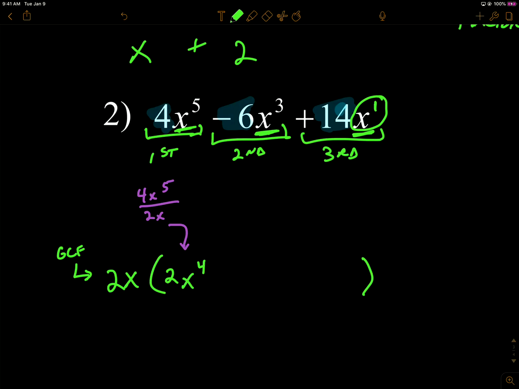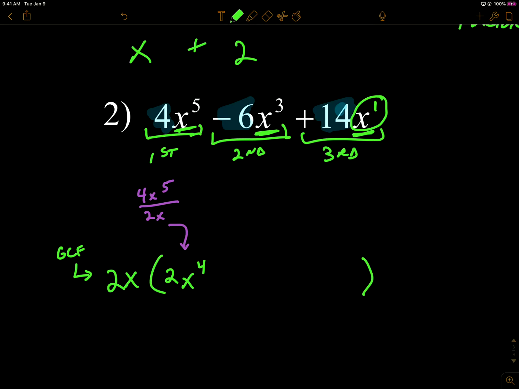2x to the 4th. And you can always check your work. I like to do this. If I multiply the common factor back out, I would get this answer, right? 2 times 2 is 4. x times x to the fourth is x to the fifth. You can always check your work as you go. I like to do that.